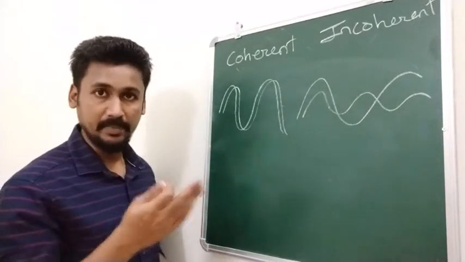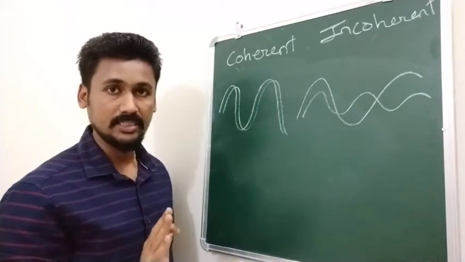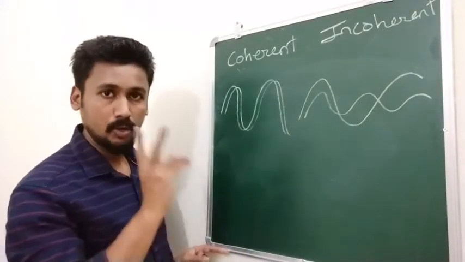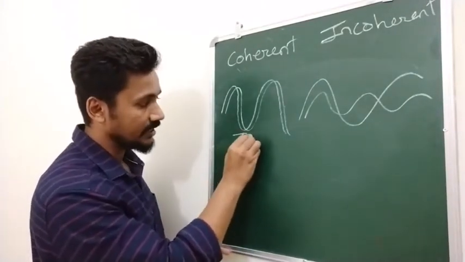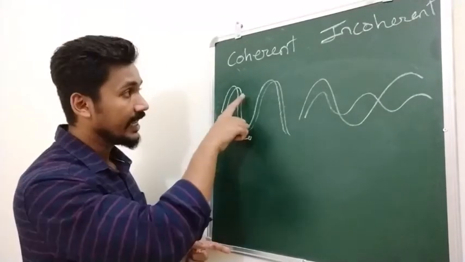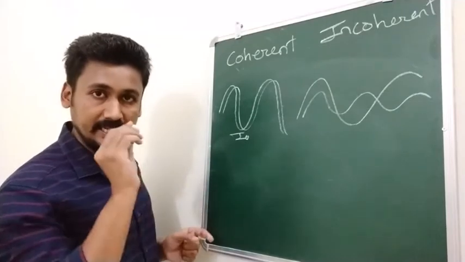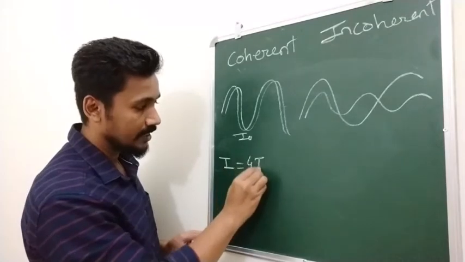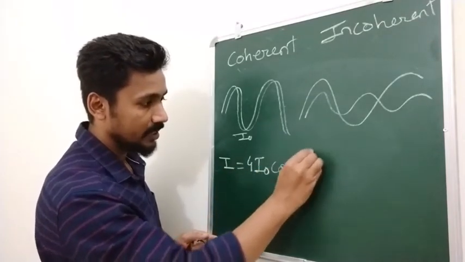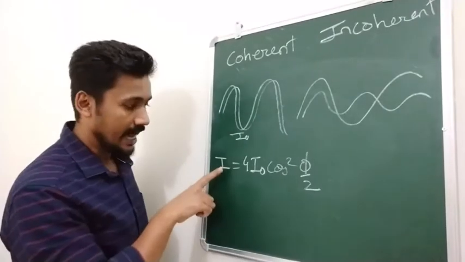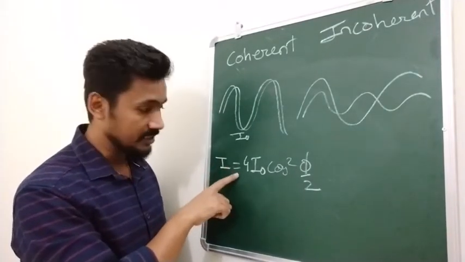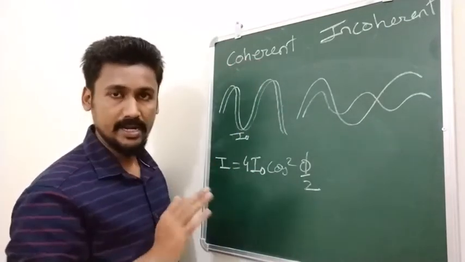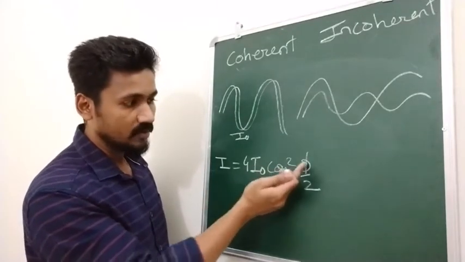How much will that intensity be? First you will see the formula for coherent sources. I am not giving the proof of this formula, you simply have to learn it. If you have two coherent sources, each with intensity I naught, interfering at one point, the resultant intensity is I equal to 4 I naught cos square of phi by 2. I is the resultant intensity, I naught is the intensity of each source, and we are assuming they are coherent with similar intensity.